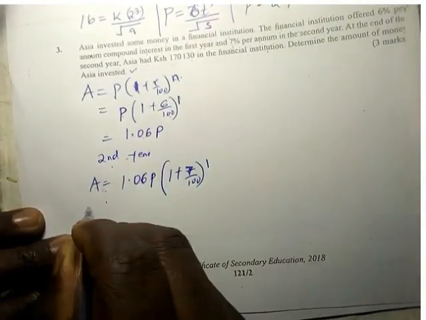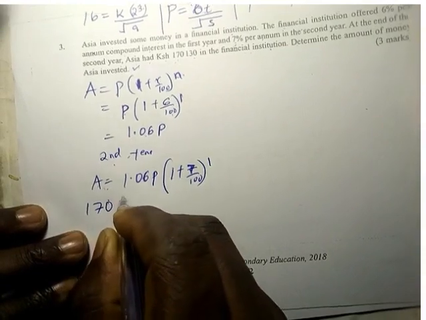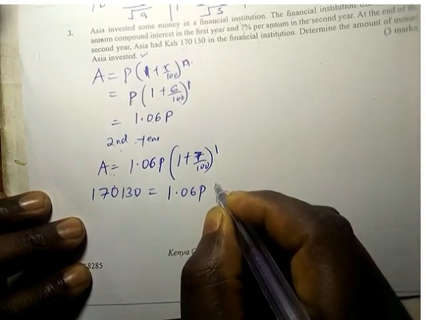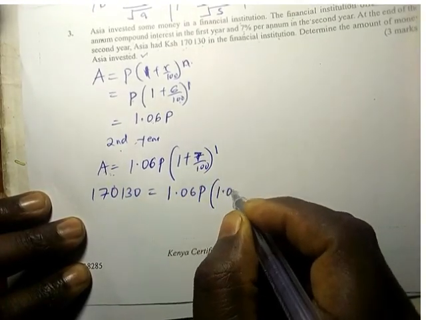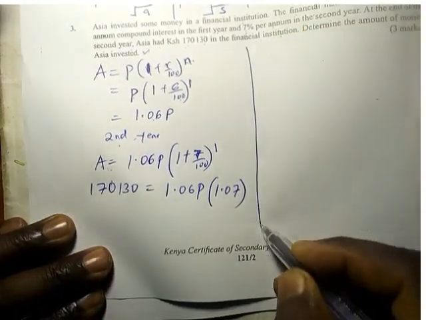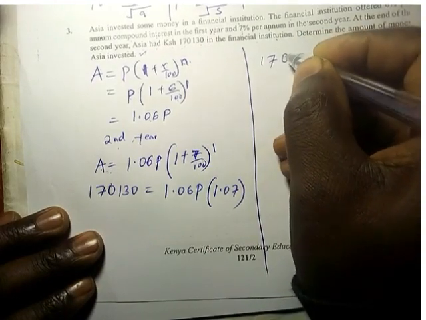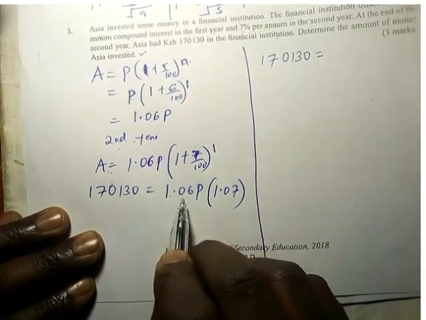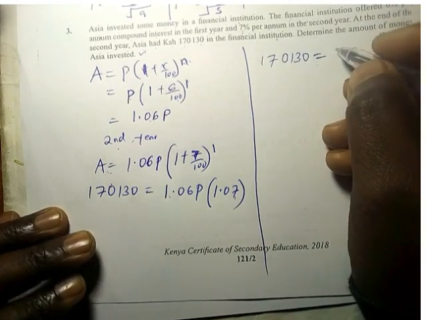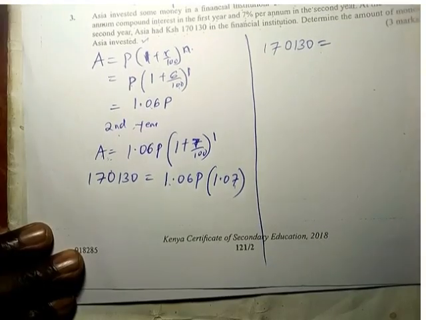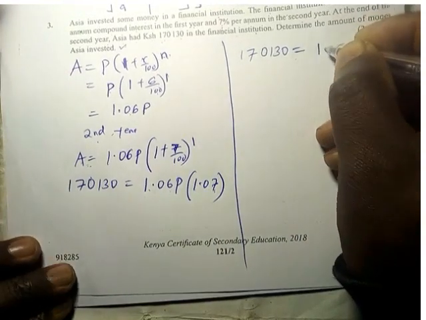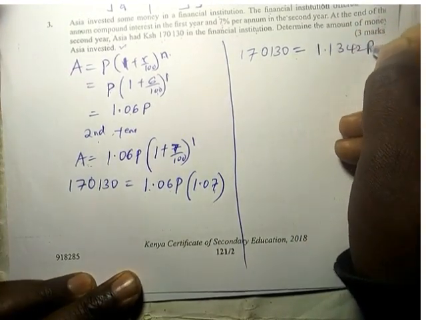But now for the second year, we have the amount, which is 170,000. So already we have that, which is now 17,130 will be equal to 1.06P into 1.07. So 17,130 is equal to, we multiply this times this. So 1.06 times 1.07 will give us 1.1342P. We want the value of P.